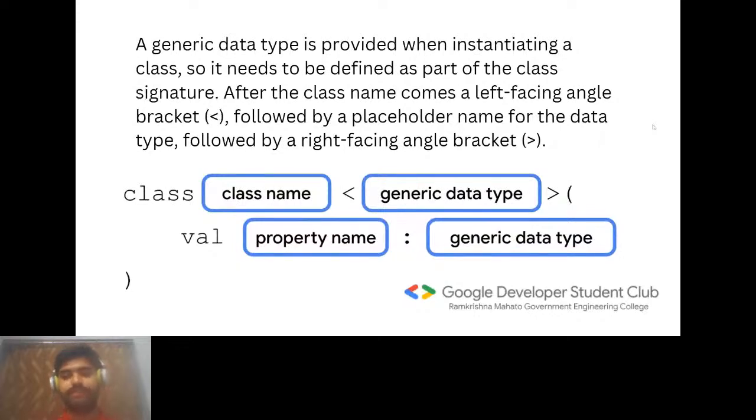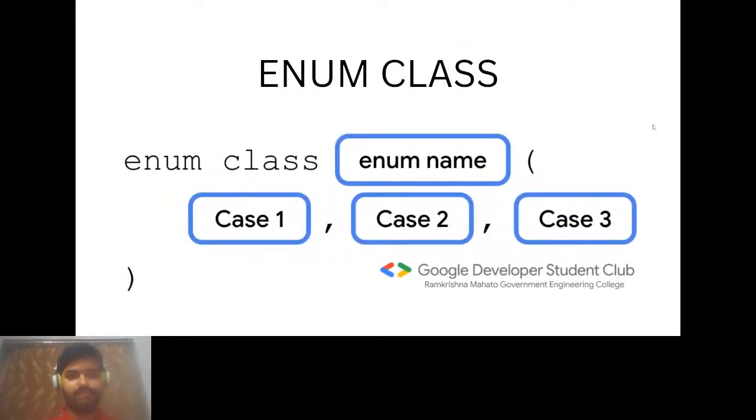So Dipayan, just move to the enum class. So then we have this concept called enum class. What we have in enum class is the enum class and the enum name. The enum name is basically the class name, and in the class name we have these three differentiated parameters.